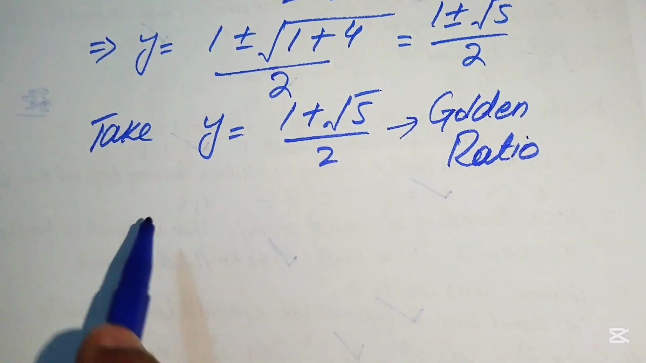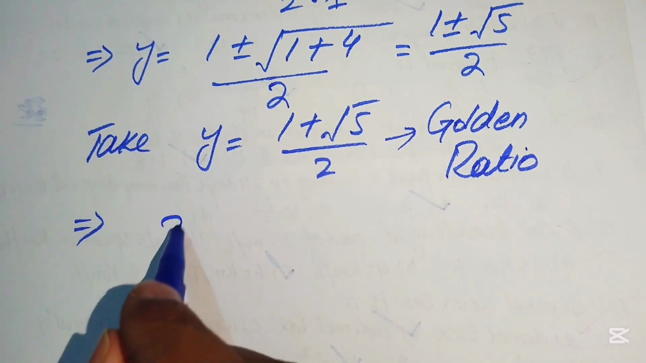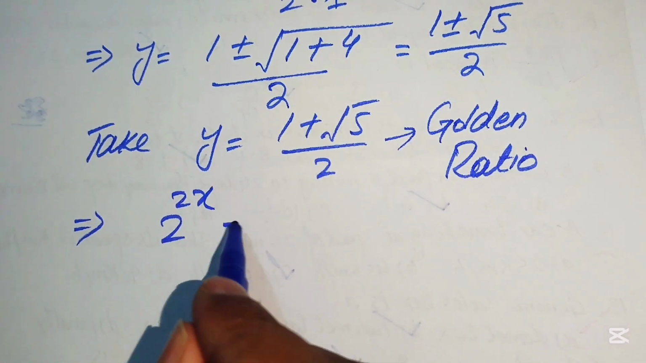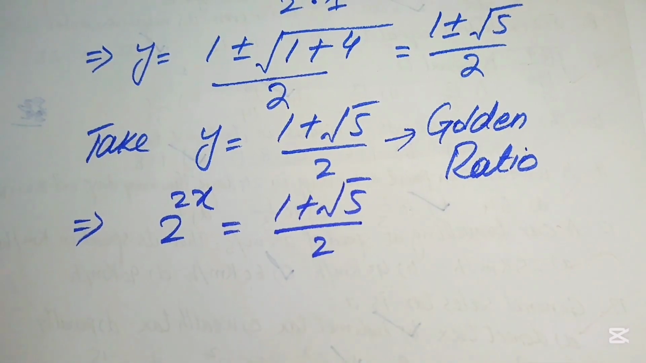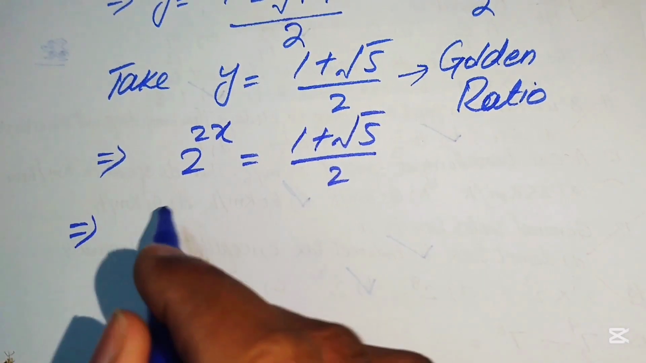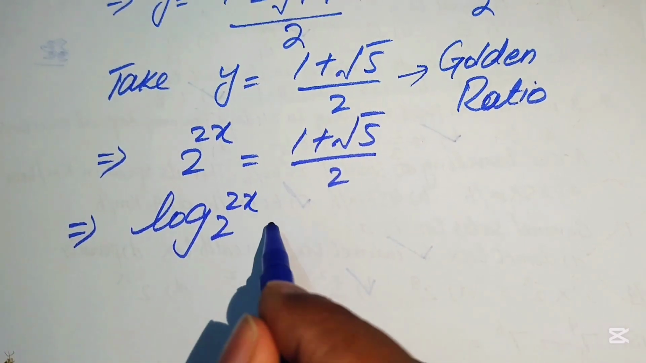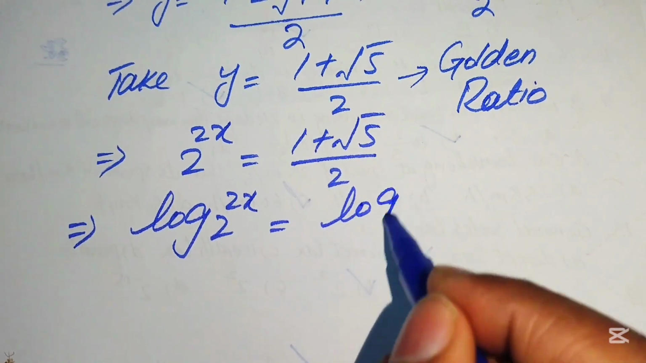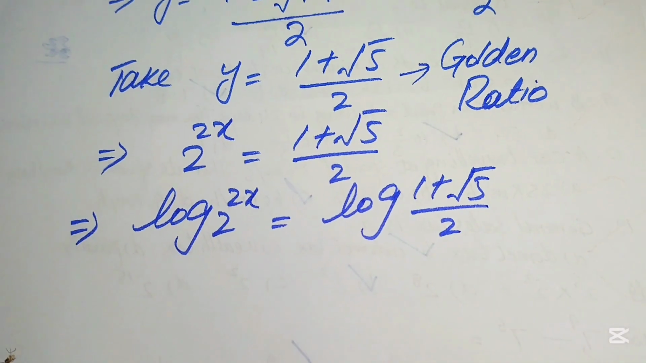So we back substitute the value of y, and we take our y equals to 2 to the power of 2x. This is equals to 1 plus square root of 5 divided by 2. So in order to find the value of x, we need to take log on both of the sides. So it will be written as log of 2 to the power of 2x equals to log of 1 plus square root of 5 divided by 2.